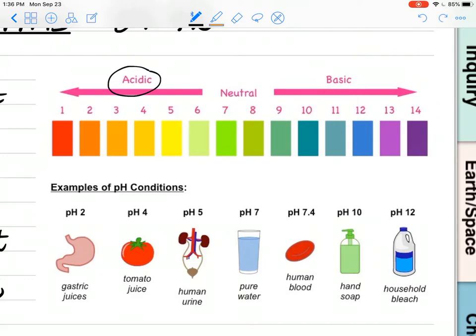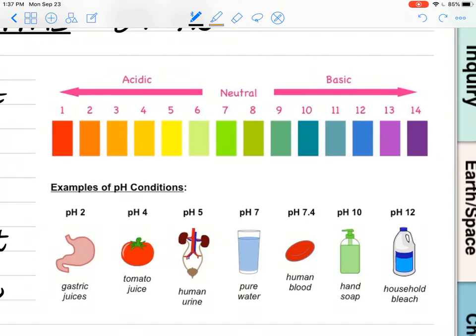So let's take a look at what this is saying to us. Notice that pure water is neutral. It's neither an acid nor a base. It is neutral. As you go down the scale, so let's move down toward 1, a pH of 5 is human urine. So when you go to the bathroom to urinate, your urine is acidic. It is more acidic than water. Compared to water, it is 2 points more acidic.